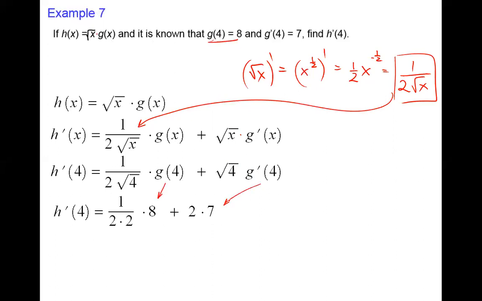And g prime at 4 is 7. Square root of 4, of course, is 2. And I did add everything. It is 2. And as we can see, that's the product rule.